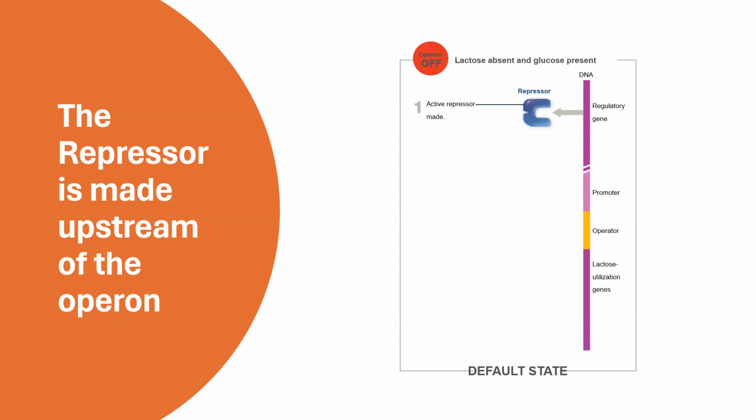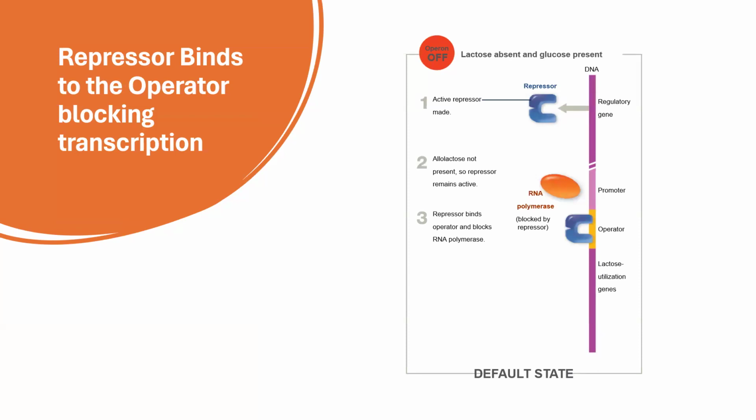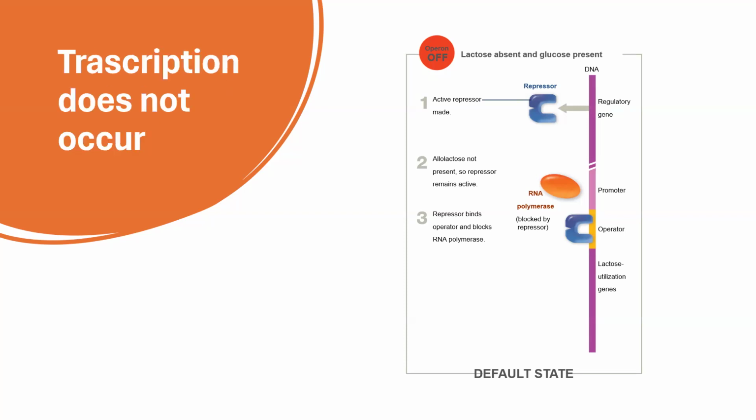So here is the default state. In the default state, the repressor is going to be made. That's going to be a protein such as this one here. And that protein is going to bind to the operator. The operator is downstream of the RNA polymerase, so it's in the direction that RNA polymerase needs to go. And therefore, it's going to block RNA polymerase from proceeding across those lactose utilization genes. And therefore, transcription does not occur.